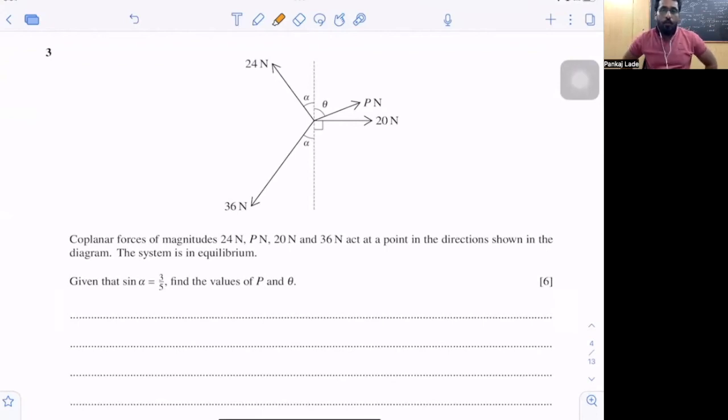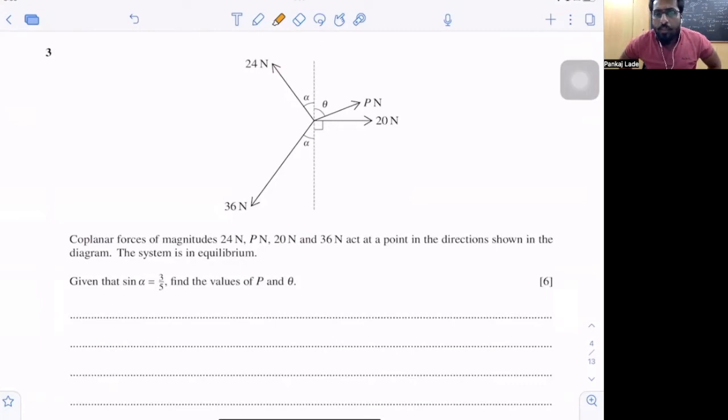Okay, so there are what, 1, 2, 3, and 4 number of forces: 20 Newton, P Newton, 24 Newton, and 36 Newton. What you need to find is the values of P, which is unknown, and theta. So it's the inclination of P with the vertical line. Inclination of P with the vertical line. Also, you are given that sine alpha is 3 upon 5. Okay, and the system is in equilibrium.